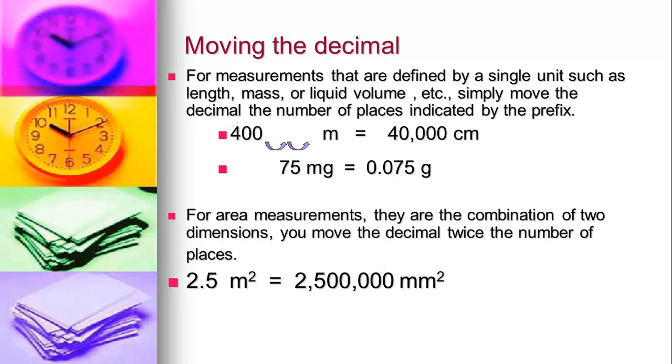Okay? For milligram naman to gram, magmumove lang ulit tayo ng ilan ba yan? 1, 2, and 3. Okay, so 3. Move naman siya to the right. Okay? And for area measurements, there are combination of 2 dimensions. You move the decimal twice the number of places kasi nga squared siya. So area kasi to. Kaya decimal natin ay twice the number of places.